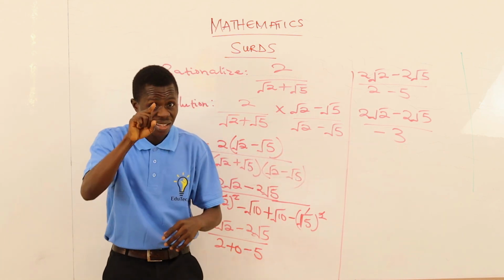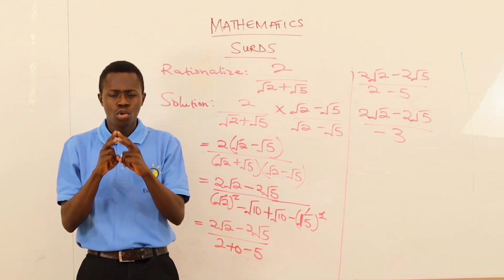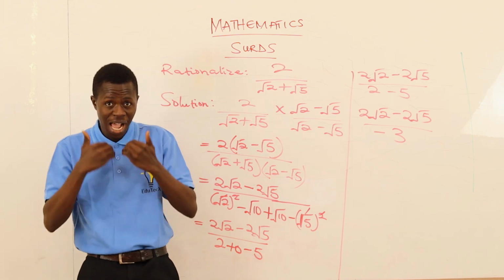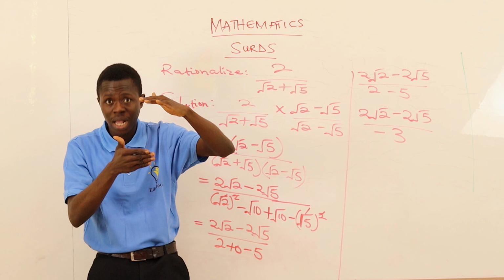So what would our final answer be? You see that we don't have the square root sign there. So it means that we've been able to rationalize our denominator.